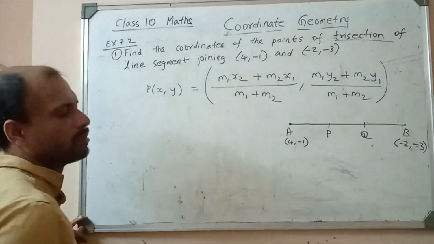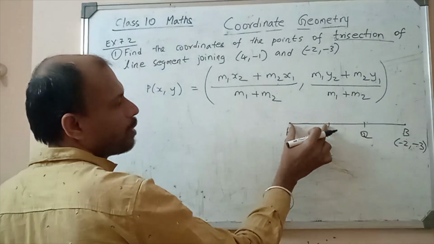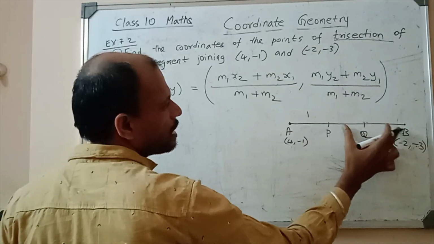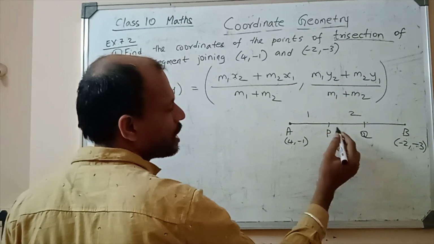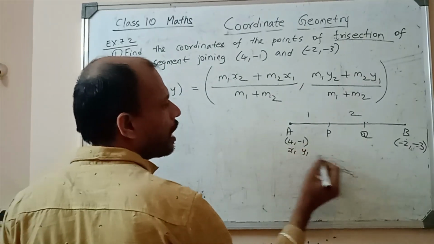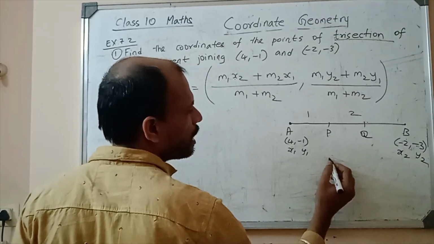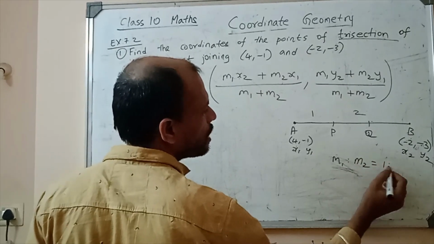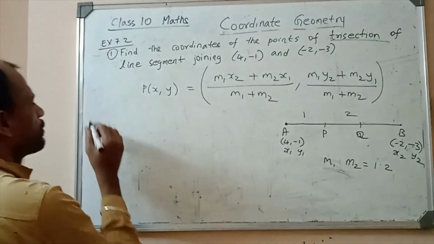So P, and in what ratio? M1 and m2 is nothing but the ratio. It is a trisection, 3 equal parts, 1, 2, 3. So this is one part and this is the remaining 2 parts. So 1 is to 2. P divides AB in the ratio 1 is to 2. So this is x1, y1 and this is x2, y2, and then m1 is to m2 is 1 is to 2. Those values you have to substitute to find P.